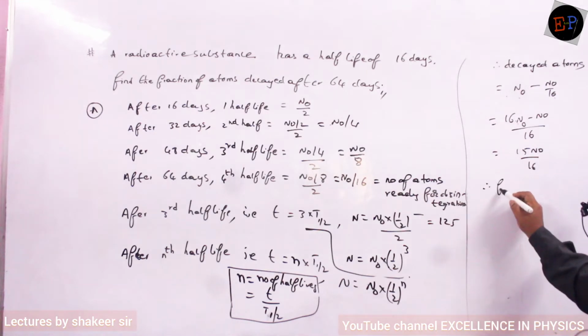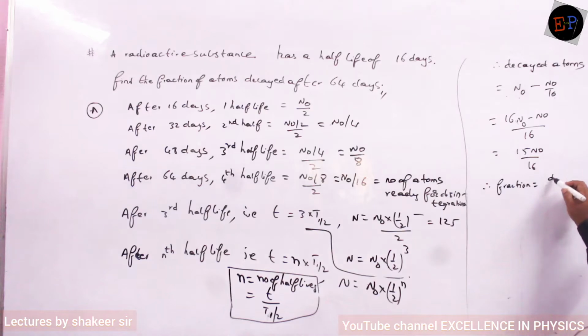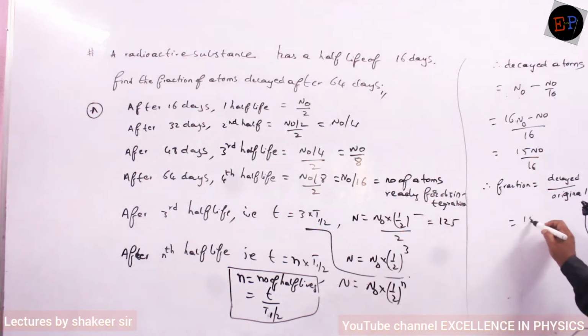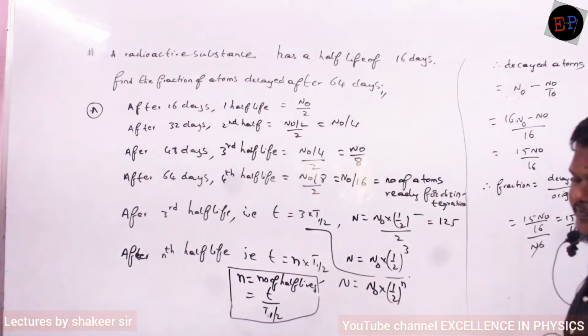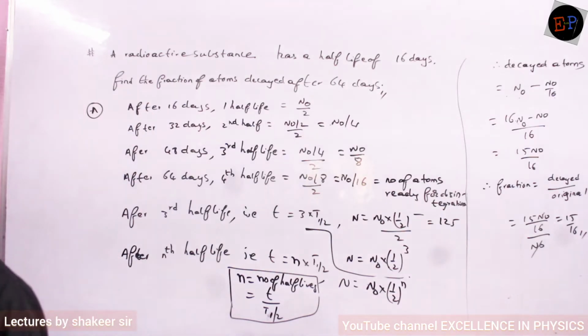Therefore, how can you calculate the fraction? Fraction is equal to decayed atoms divided by original atoms. That's all. This is the fraction. Decayed atoms, 15 N naught divided by 16, divided by N naught. N naught gets cancelled, so 15 by 16. That is the fraction of atoms which have already decayed. Understood?